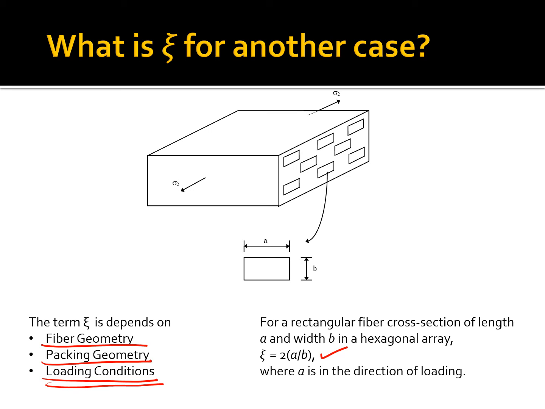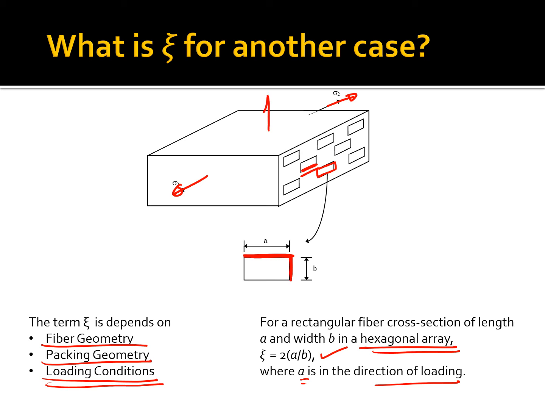So if you have rectangular fibers in a hexagonal array, then xi is 2a divided by b, where a is the length and b is the width, where a is in the direction of the loading. Because let's suppose you're trying to find E2, you're going to apply load like this, right? So this side here is in the direction of loading. That's what we call A, and the other direction we call B.